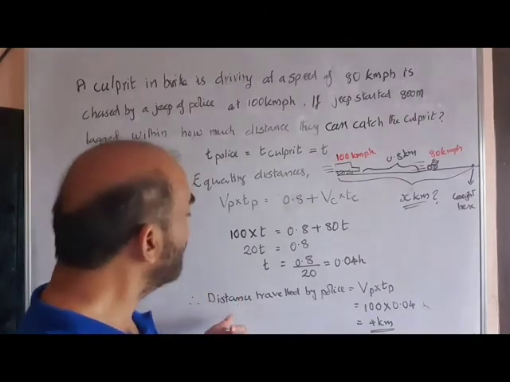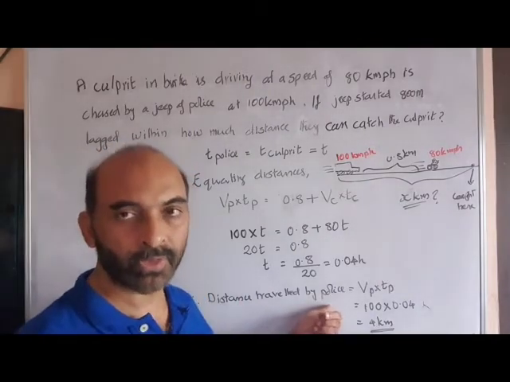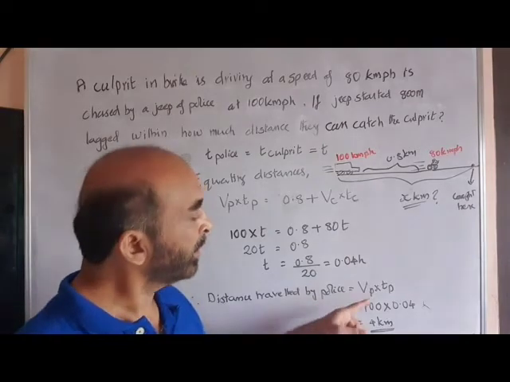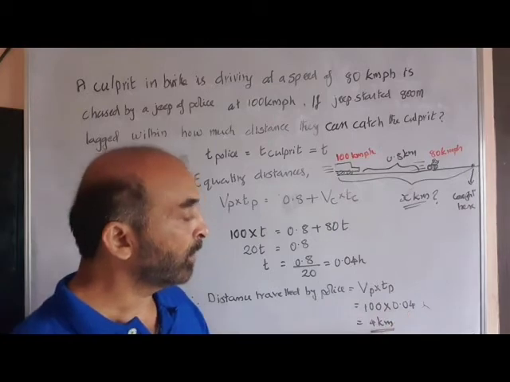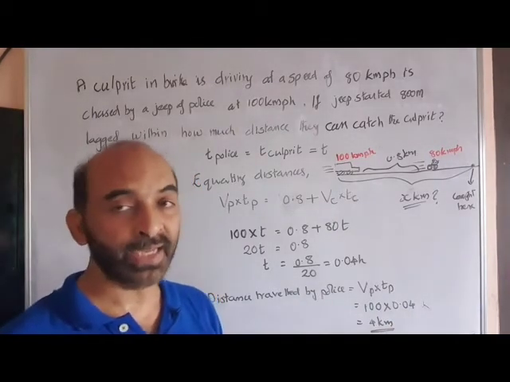So, distance travelled by the police for catching the culprit, again Vp into Tp. Velocity 100, time 0.04. So, 4 km. Within 4 km, they can catch the culprit. Okay.